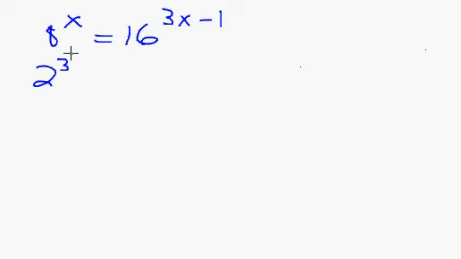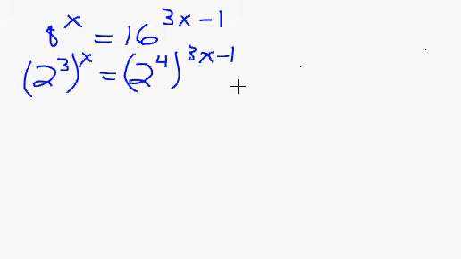Let's see, I've got to go look at it. I think it was 8 to the x equals 16 to the 3x minus 1. This problem is like the other problem because we can get the same base. 8 is 2 times 2 times 2, so 2 to the third, to the x. 16 is 2 times 2 times 2 times 2, 2 to the fourth, 3x minus 1. And you just got to kind of look for that.